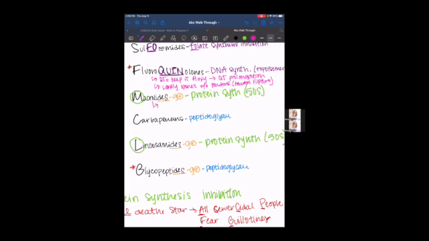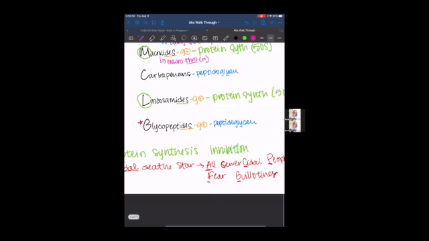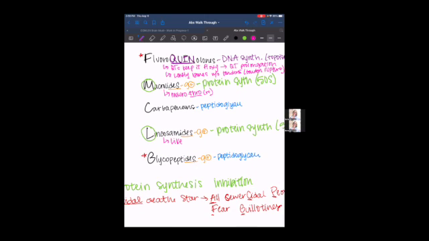Then we have our macrolides. Lincosamides is like Clinda. And then our glycopeptides, we've got vancopeptide, vancomycin.